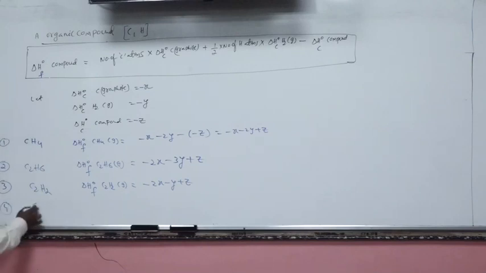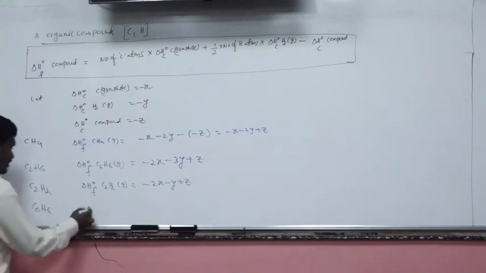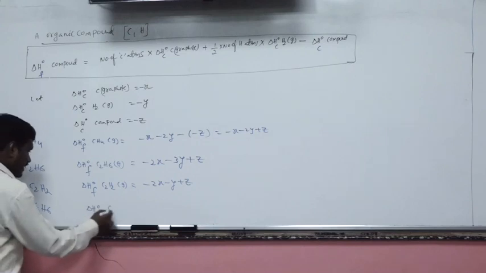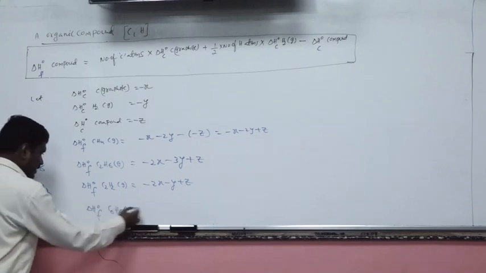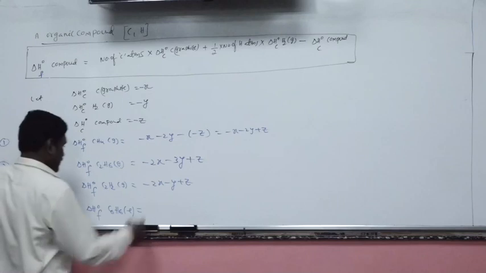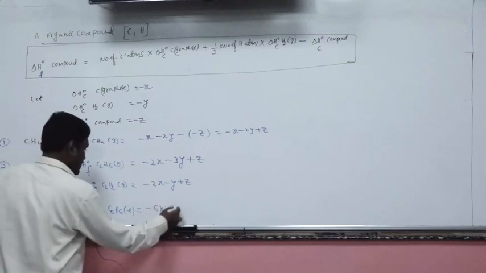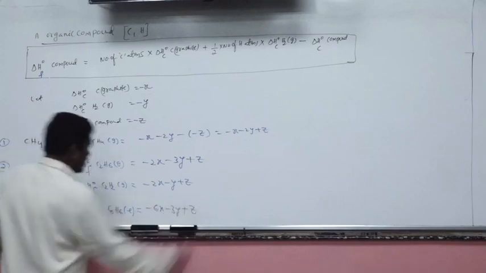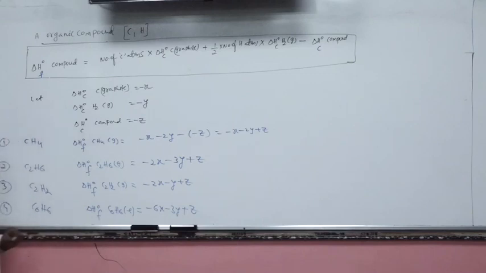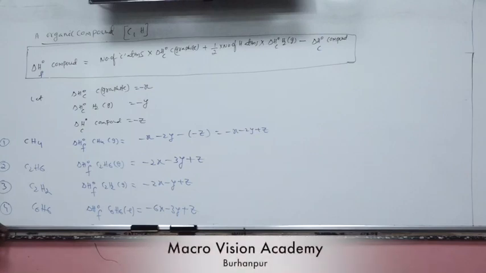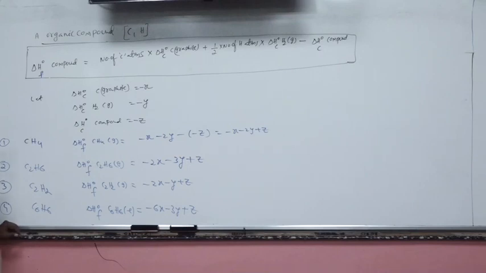Suppose liquid benzene is given to you. The standard enthalpy of formation of liquid benzene is equal to minus 6x minus 3y plus z. This is a short formula. Don't go for large calculations. By simply applying this formula, we can calculate the combustion if formation data is given, otherwise the formation if combustion data is given.